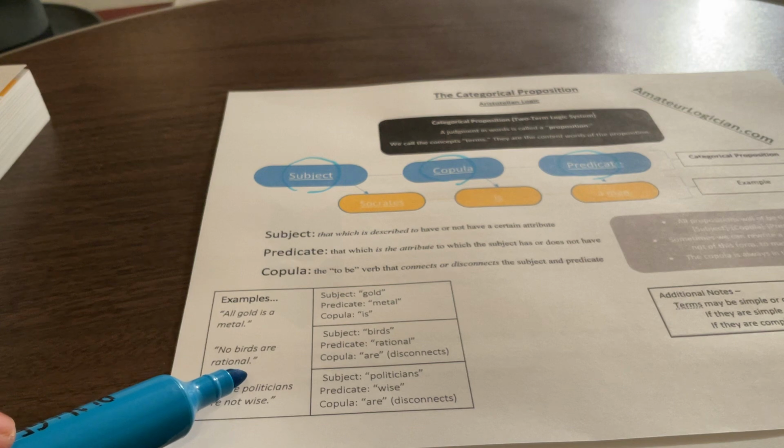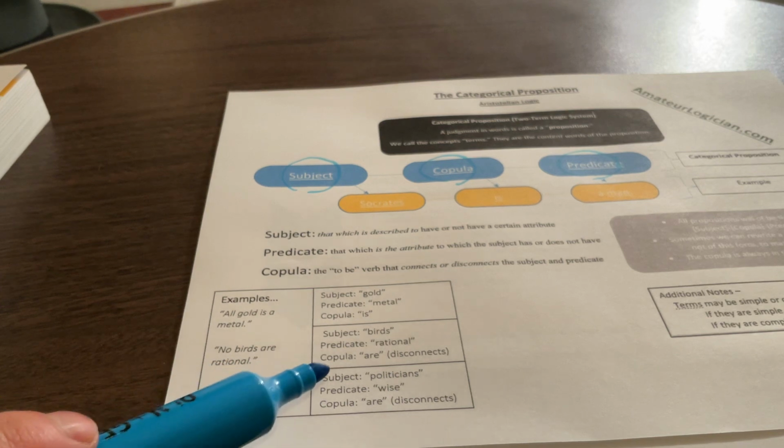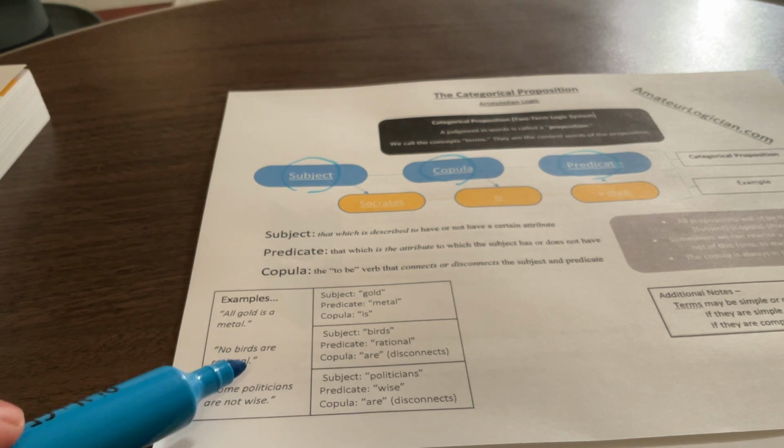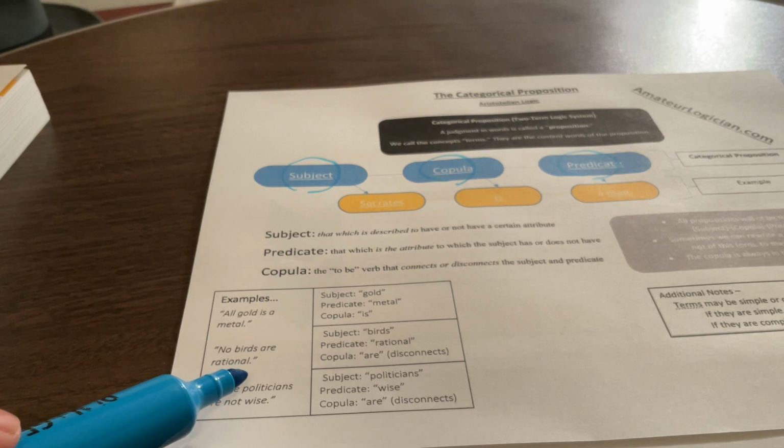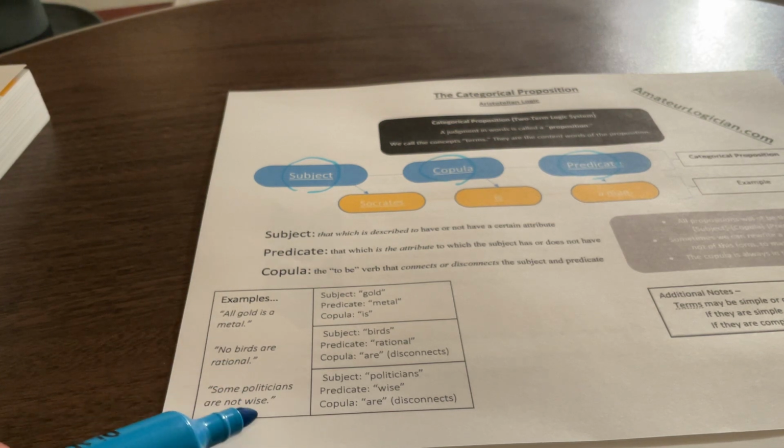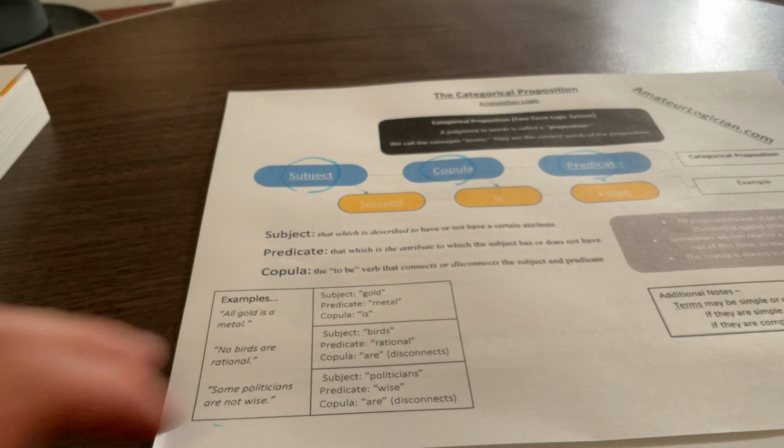No birds are rational. So birds is the subject and rational is the predicate. The copula is are. In this case, it just connects because we're denying the predicate to the subject. We're not saying that birds are rational. We're saying that birds are not rational. Some politicians are not wise. So politicians, clearly we have the subject there. Wise is the predicate. The copula is are. It disconnects because we're saying that some politicians are not wise. That is to say, at least one politician is not wise.